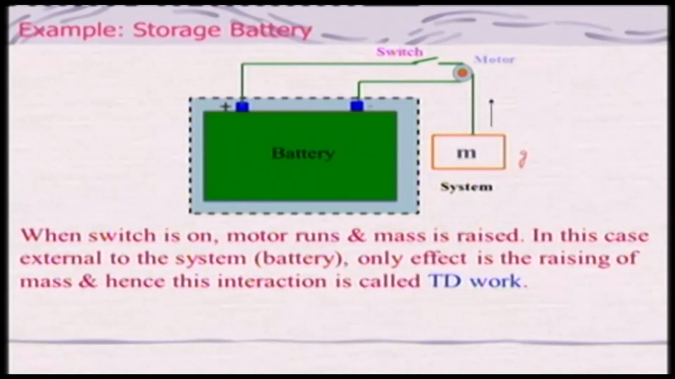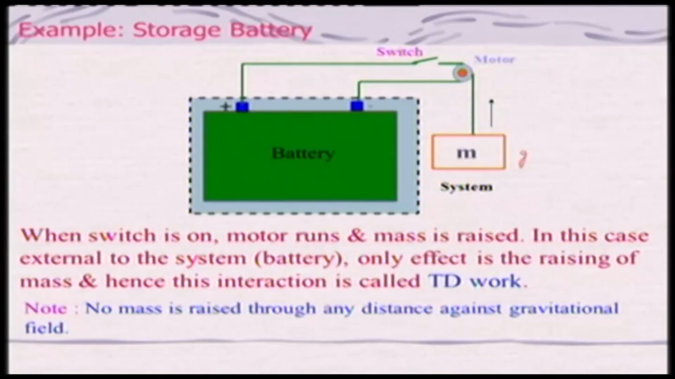So when the switch is on, the motor runs and the mass is raised. I have already explained this. In this case, the system is the battery, and external to the system the only effect is the raising of mass, hence the interaction is called thermodynamic work. Keep in mind that no mass is actually raised through any distance against the gravitational field. We are just adding this concept so that you can put it into the thermodynamic definition.